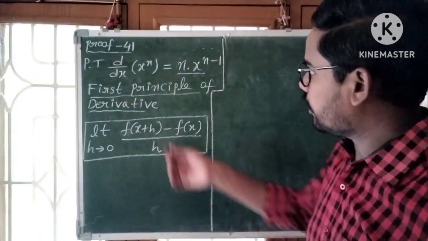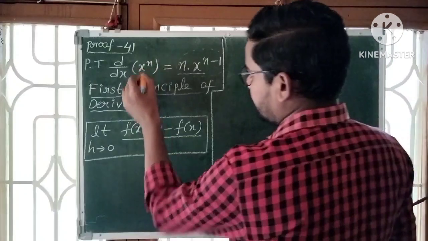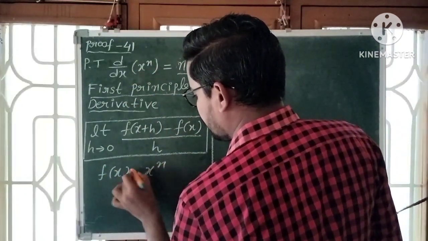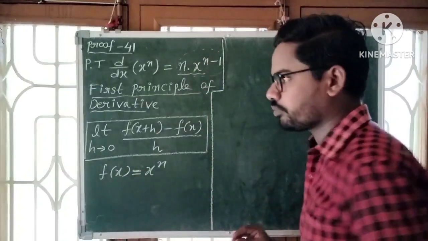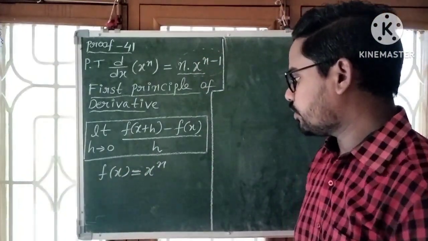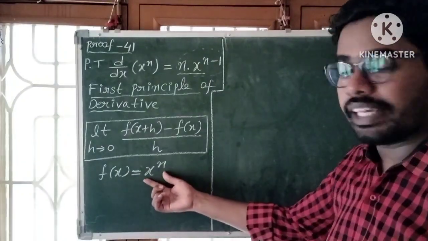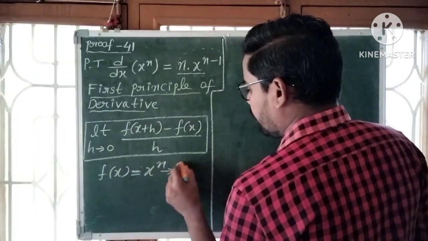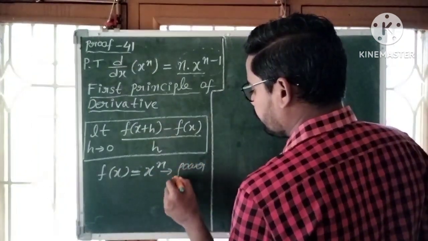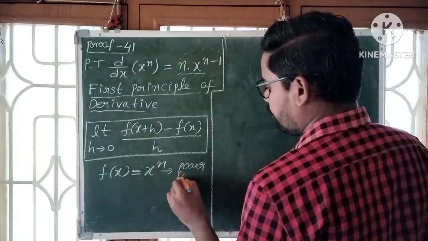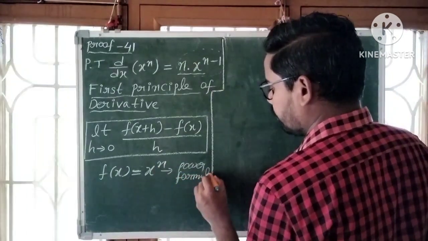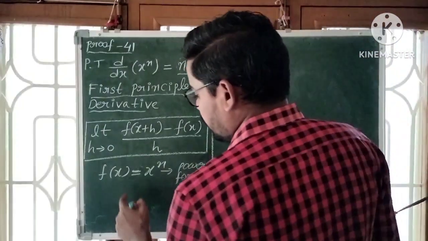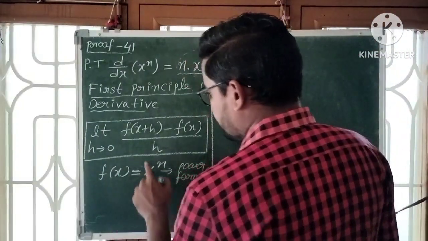First of all, here my function is f of x is equals to x power n. So it is an exponential function, in exponential form. So this formula is actually called power formula of differentiation. Power formula of derivatives. So f of x is equal to x power n.